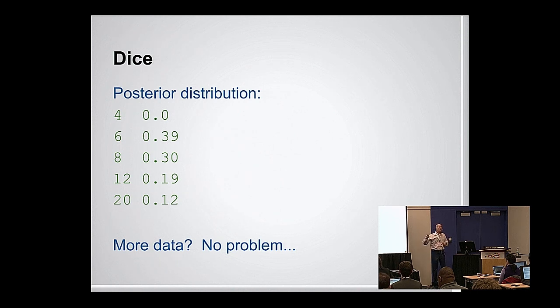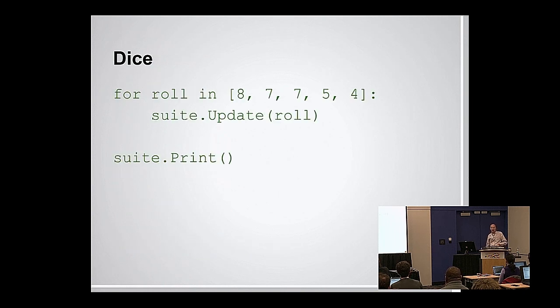If I take the same die and roll it a few more times, one nice thing about this framework is that multiple updates are very easy, just put it into a loop. So keep the 6-sided die, keep the 6 that we already rolled, and now we're also going to roll an 8, 7, 7, 5, 4. So now we've rolled this die 6 times. We've never seen a number that was any higher than 8. Which die do you think it is?